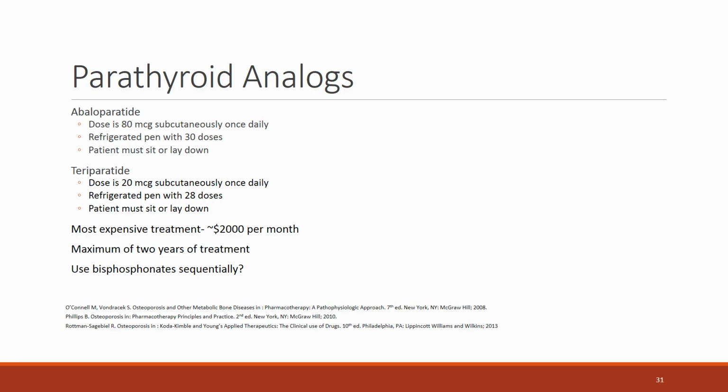Teriparatide was released first, and that is a dose of 20 micrograms every day subcutaneously. Again, both of these are more expensive than the other agents we've talked about, $2,000 per month. So sometimes insurers will require a prior authorization for the patient to receive it on their insurance, meaning they have failed a bisphosphonate or have very severe osteoporosis. Both of these agents have been only studied for up to 2 years of treatment, and then must be switched off to something else, and typically that would mean going to a bisphosphonate after those 2 years of therapy.